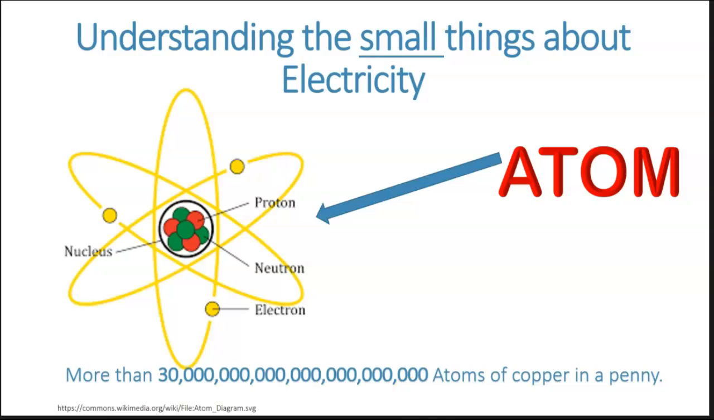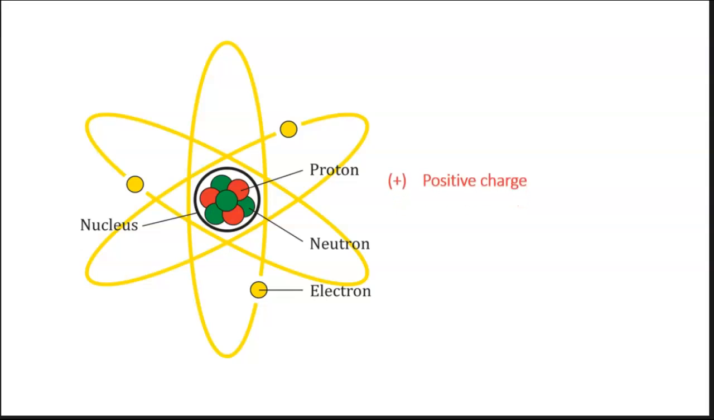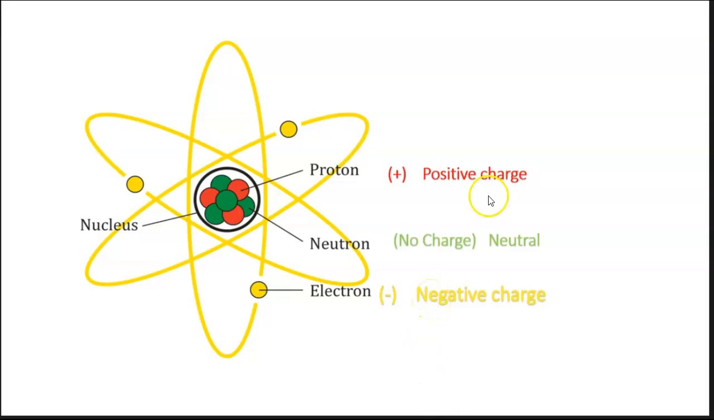But that small atom actually is made up of three smaller particles. Those particles are the proton, which has a positive charge, the neutron, which has no charge or is neutral, and the electron, which has a negative charge. Keep in mind that opposites attract and like charges will repel. As we go through with electricity, you'll see the difference that having a positive proton and a negatively charged electron will make.